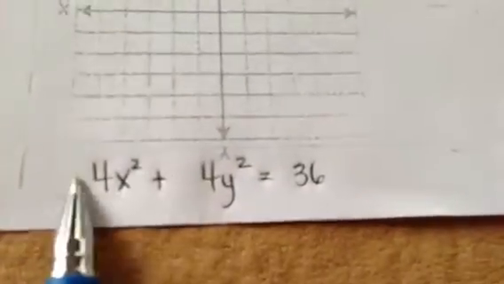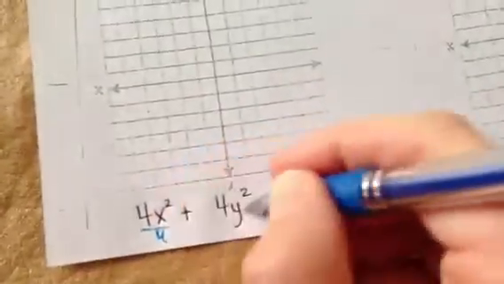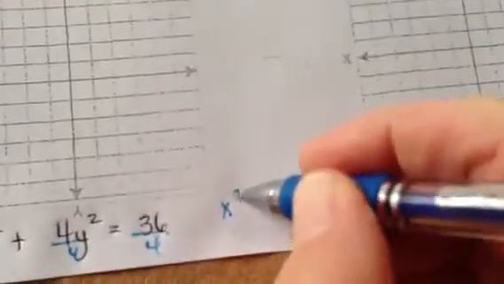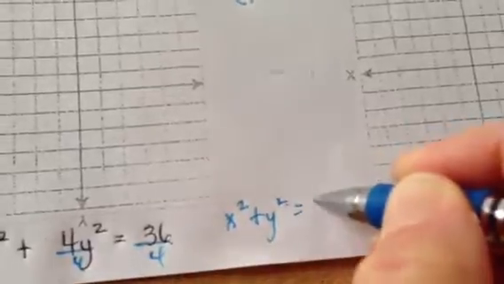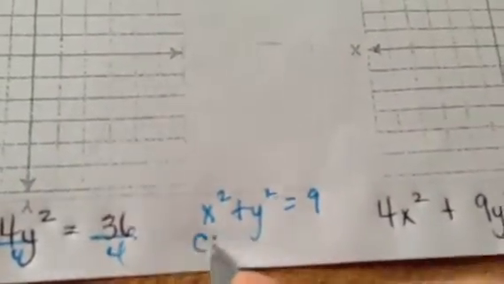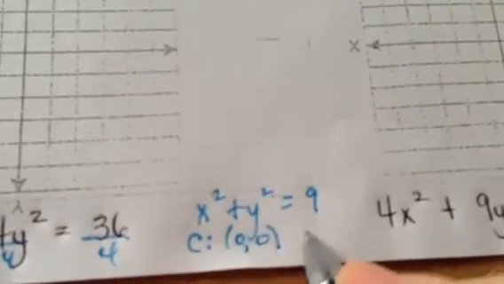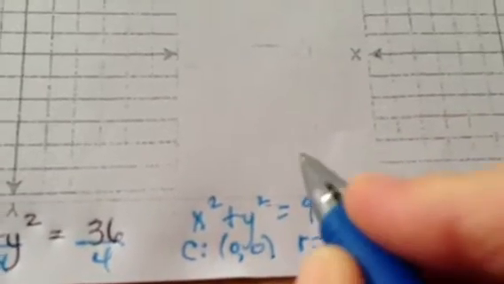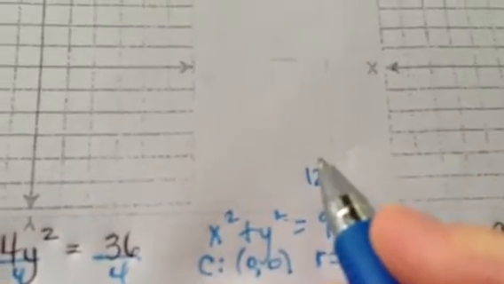Now I like these values in here to be a 1. And since they're always the same, I can fix that because I can divide everything by 4. If you divide everything by 4, notice you're going to end up with x squared plus y squared equals 9. Definitely now looks like a circle. This is a circle with a center at 0, 0, and a radius of 3 because the square root of 9 is 3.